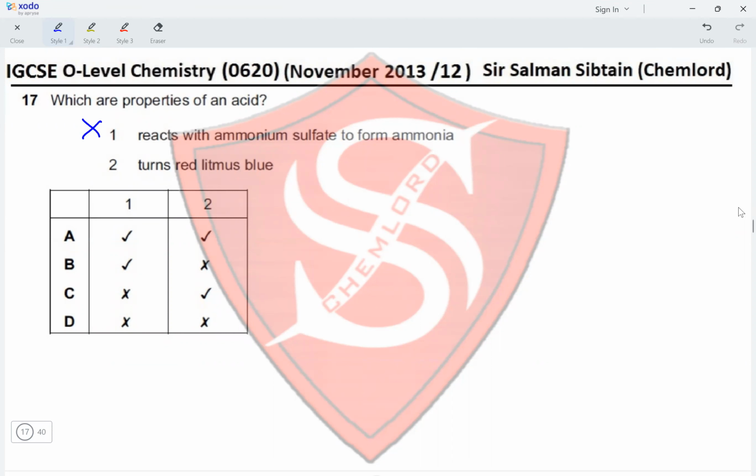Next, turns red litmus blue. An acid turns blue litmus red, a base would turn red litmus blue. So both the properties here are those of bases and not of acids. So since none of the properties belong to an acid, option D is the correct option for this question.